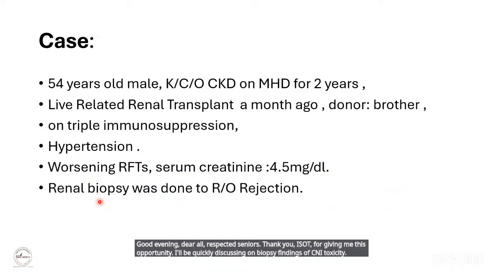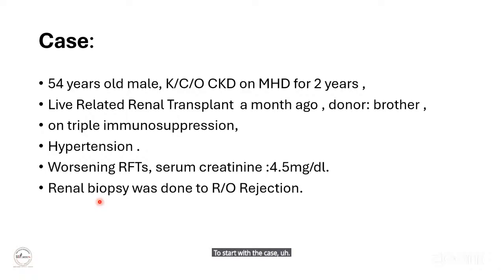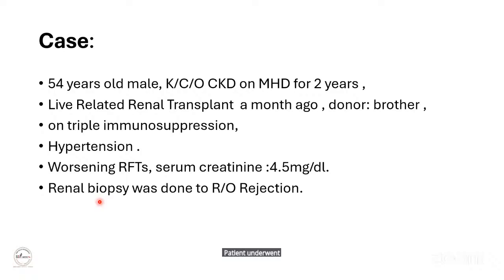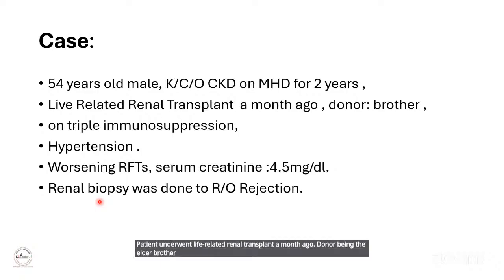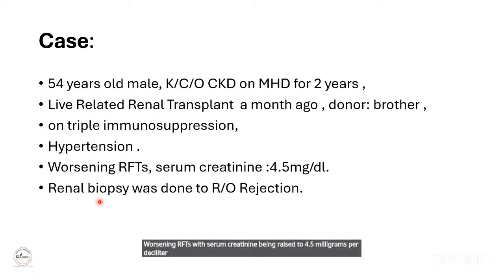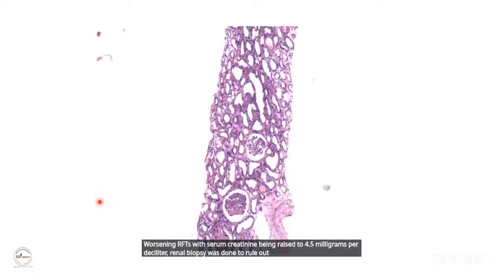To start with the case, a 54-year-old male, known case of CKD on maintenance hemodialysis for 2 years. The patient underwent a live-related renal transplant a month ago, the donor being the elder brother. The patient is on triple immunosuppression. On examination, he is hypertensive. Worsening RFTs with serum creatinine raised to 4.5 milligrams per deciliter. Renal biopsy was done to rule out rejection.